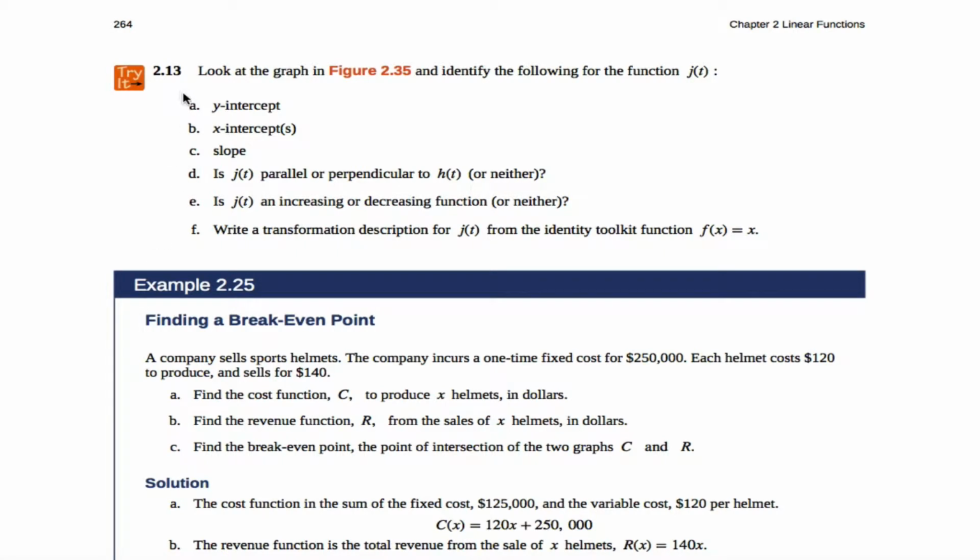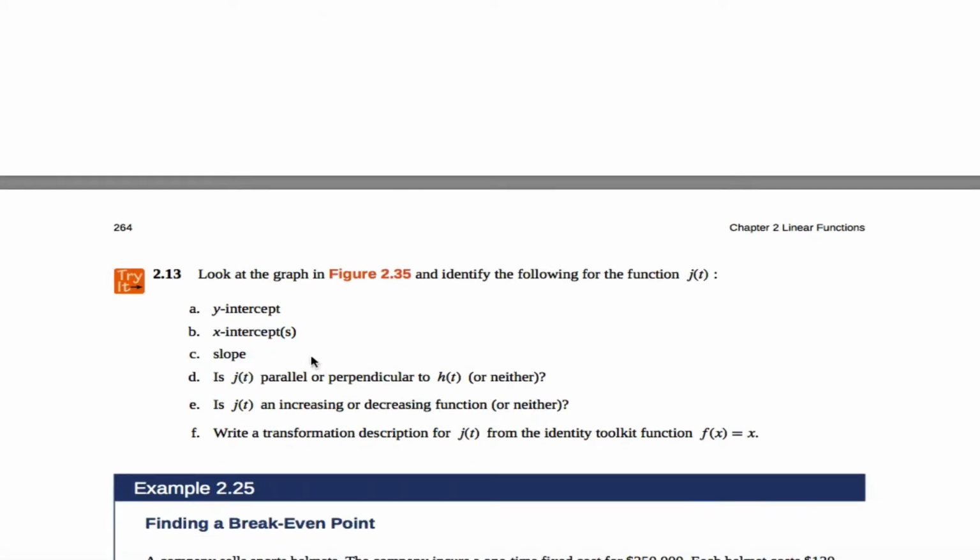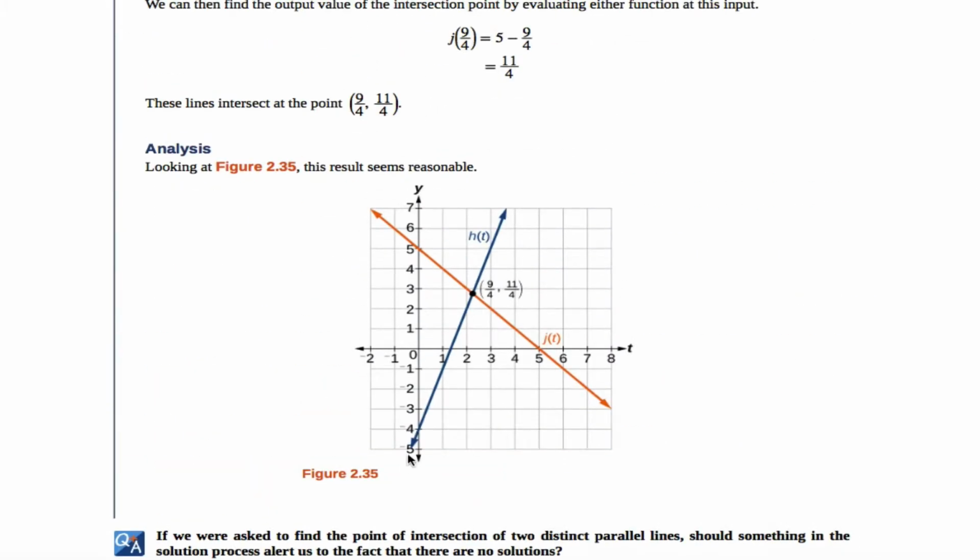All right, here's try it 2.13. Man, they really make you work for this one. They say, look at the graph in figure 2.35, this picture right here, and ask you to figure out all sorts of stuff. First of all, the y-intercept. Well, the y-intercept is where you cross the y-axis.